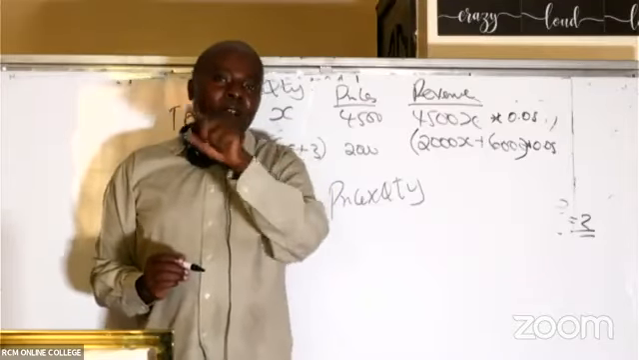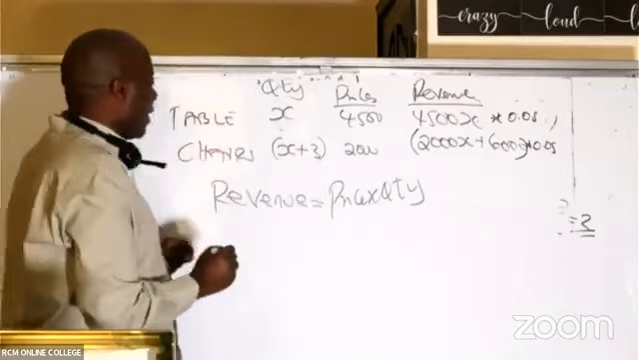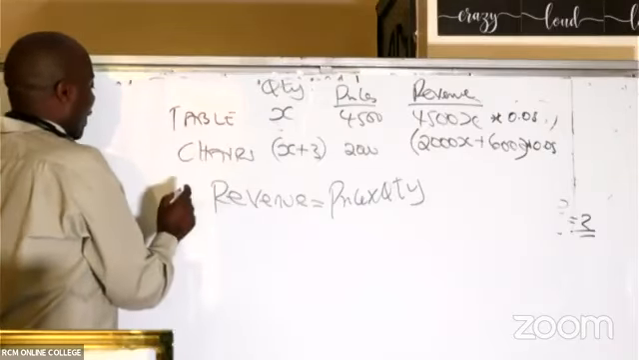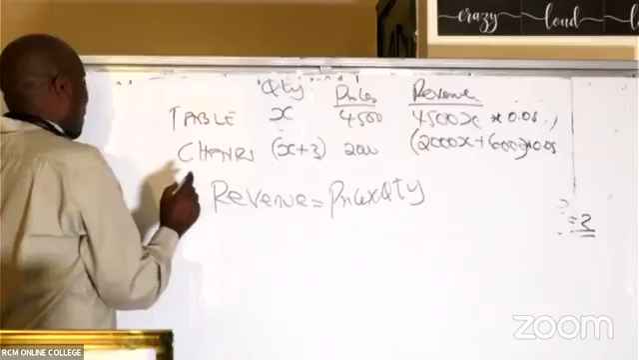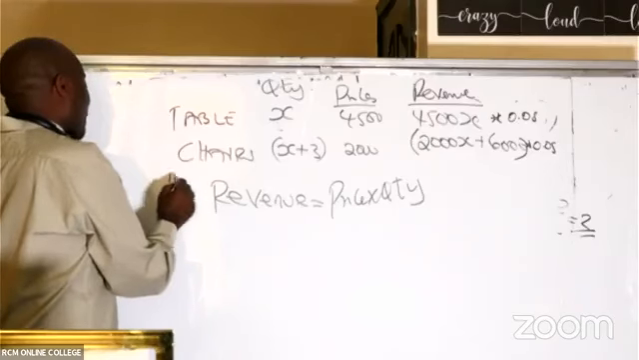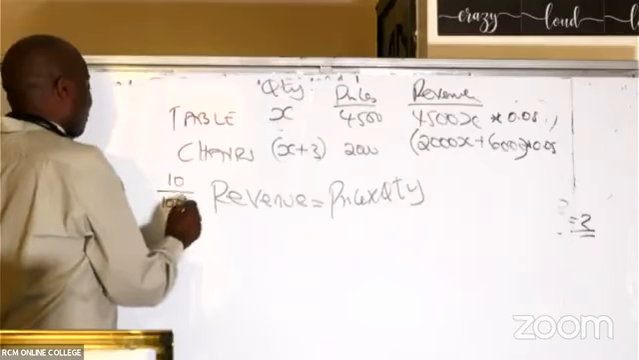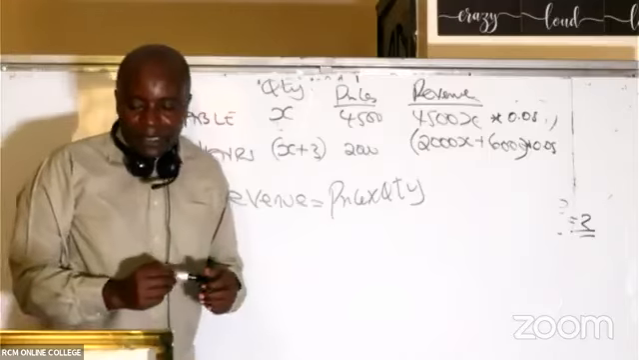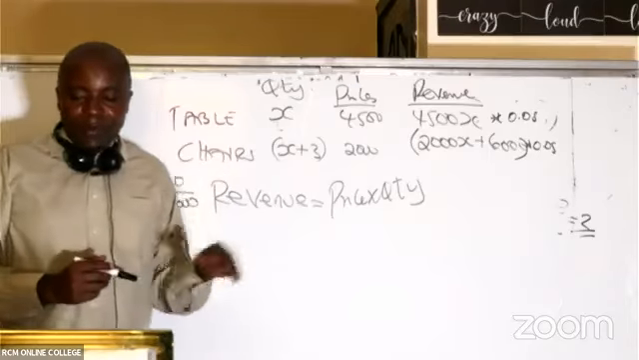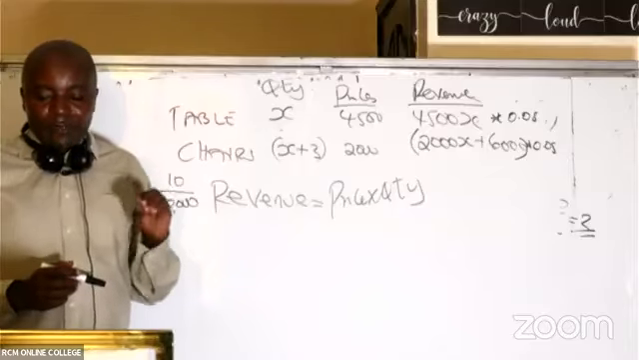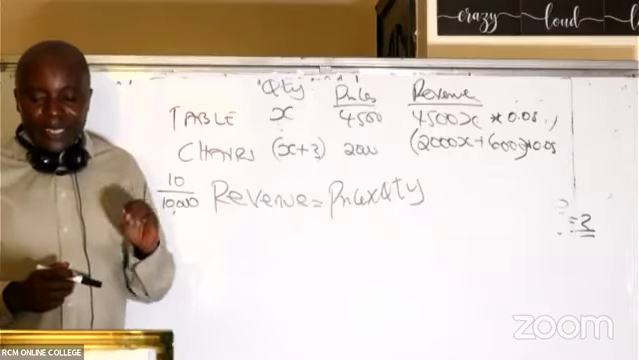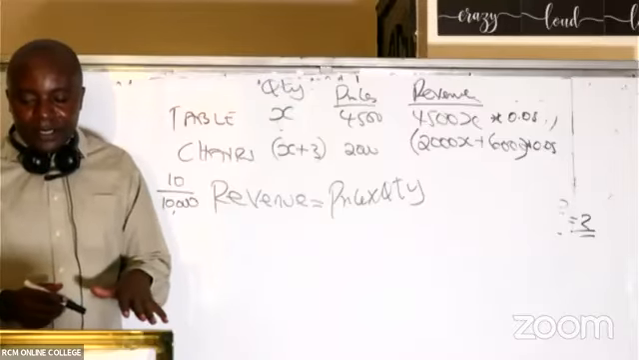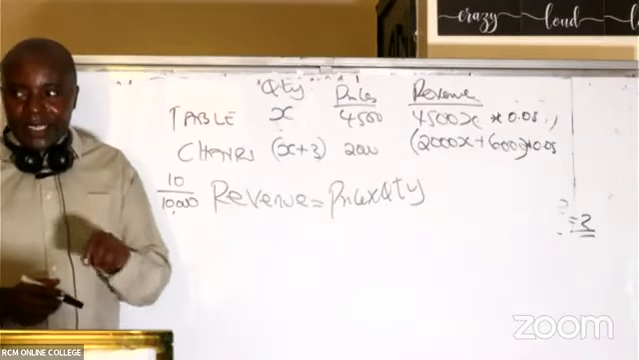Can you kindly do me a favor? Is there somebody who can divide there for me? At times when you divide, you get some funny answers. Somebody, can you kindly divide there for me 10 divided by 10,000? What are you getting there, somebody? At times when you divide, in terms of decimals, you may get funny answers. What are we getting there, good students? I'm finishing. 1 over 1,000. Say it again.